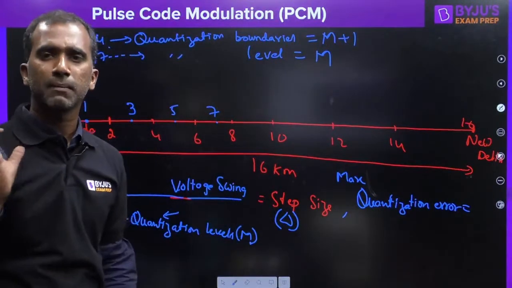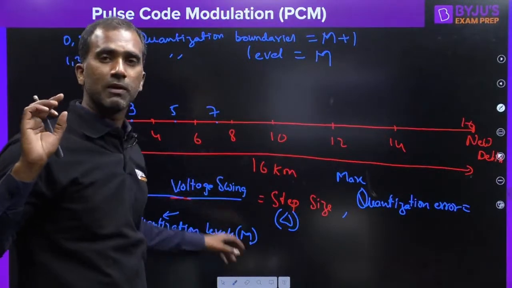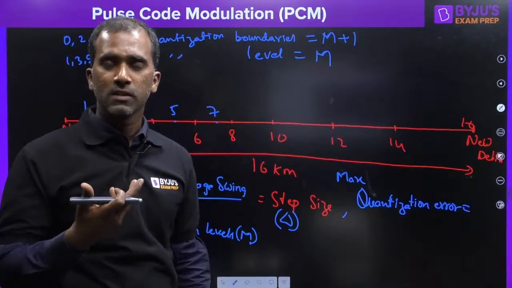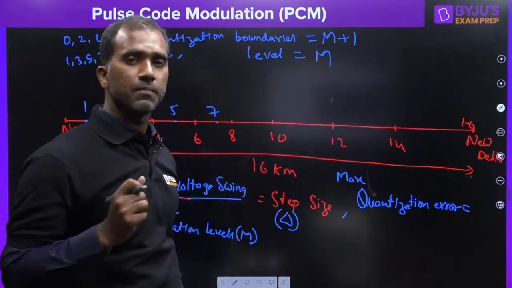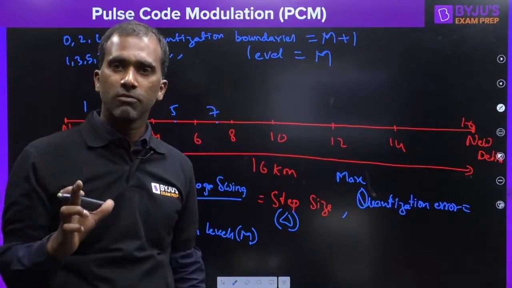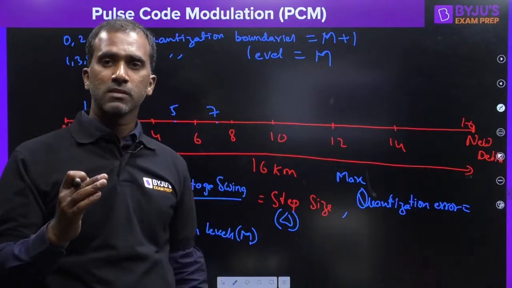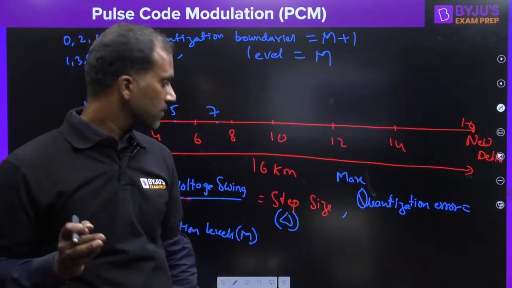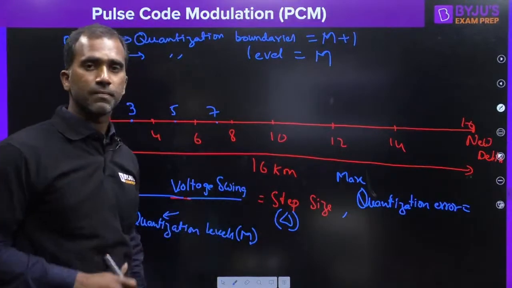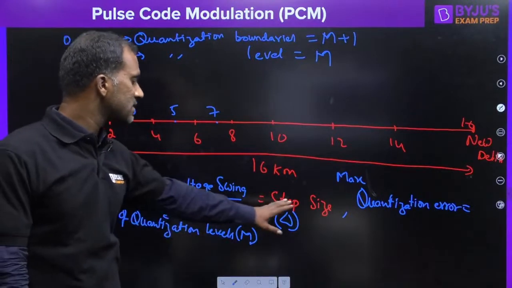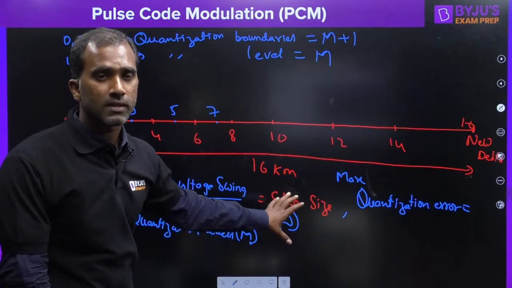We have talked about simple parameters: how many quantization levels, and the voltage swing. Whatever message we want to sample and quantize will take a range of voltages, and that range we call the voltage swing. In the design of quantizer, 2 things are important. One is the number of bits, which decides the number of quantization levels, and another is the range of voltages taken by the signal, the voltage swing. Voltage swing and number of quantization levels decide the step size, one very important parameter in quantization.